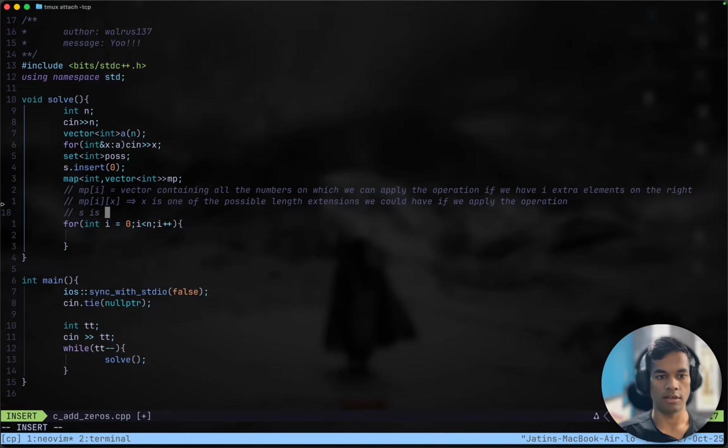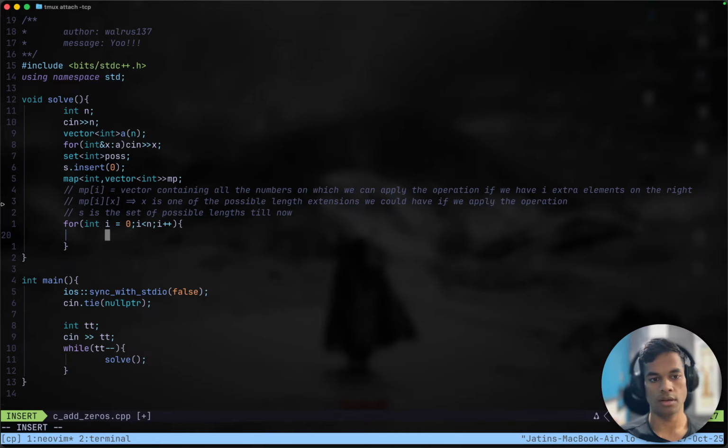And S is the set of possible lengths till now. Let's first of all make our map. For this current number AI, we will be needing some numbers.